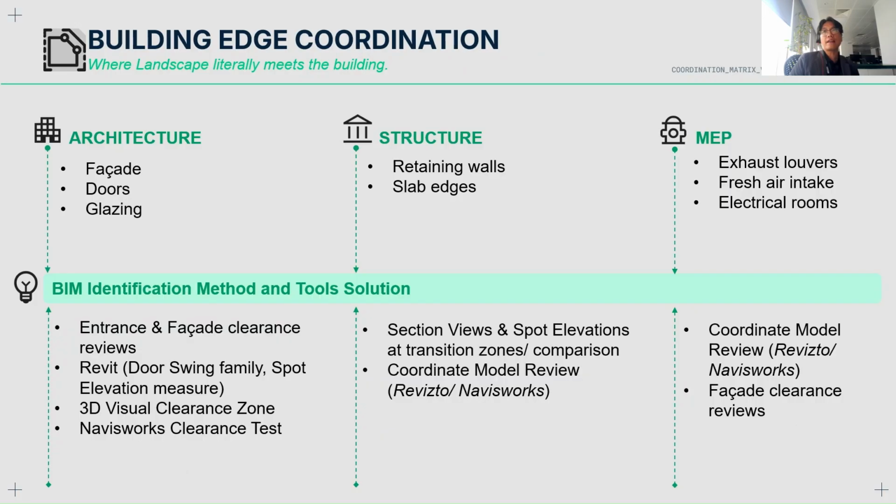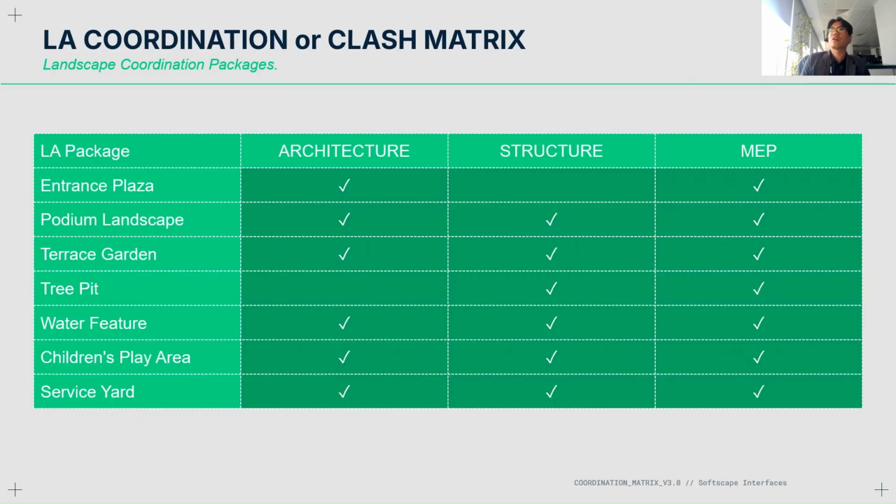Building edge or the facades. This is where landscape literally meets the building. We also have different types of objects from the architects, structure, and MEP that require coordination, and here we also have some proposed methods for how we get over these coordination issues and errors. Summary of the points we have gone through: we have a kind of class matrix where we point out every landscape package and the requirements to coordinate with its disciplines.